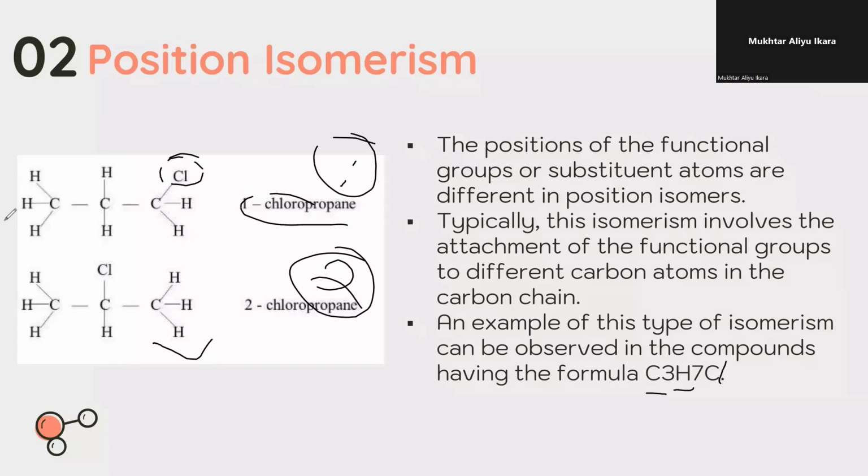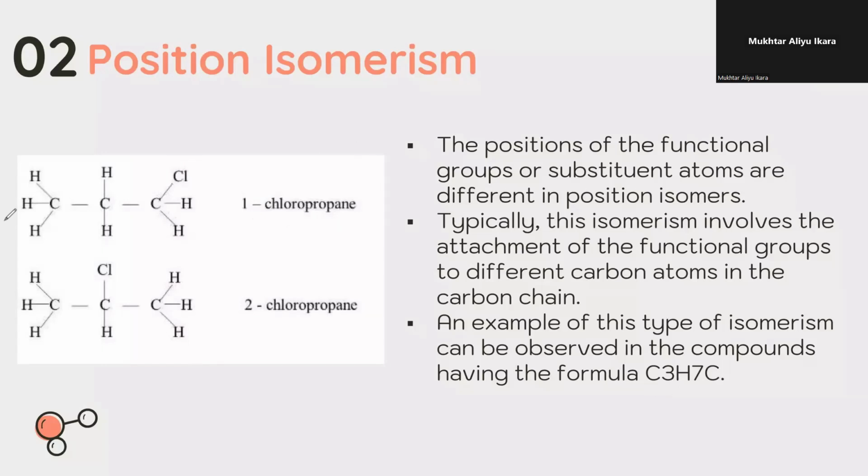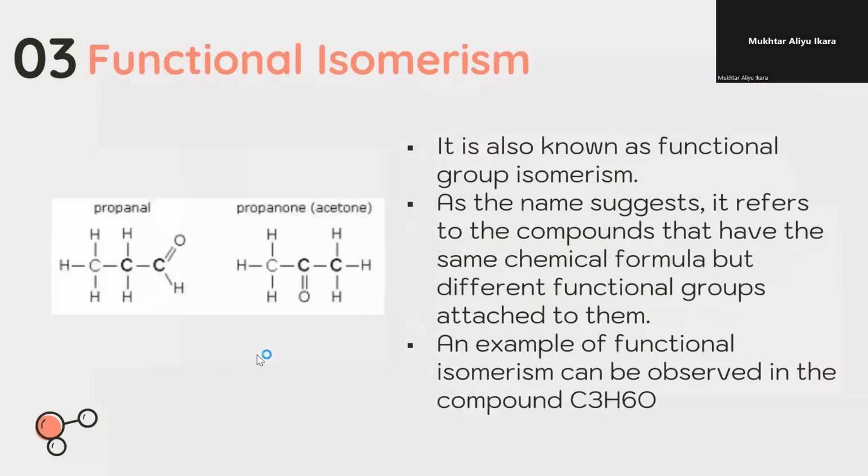So in the case of positional isomerism, it's the same compound, but the functional group or the substituent is changed in position. Maybe the functional group or the substituent is at carbon 1 in the first compound, and in the second compound it may be at carbon 3 or at carbon 4. So this positioning of the functional group or substituent is called positional isomerism. So the next thing is functional group isomerism.